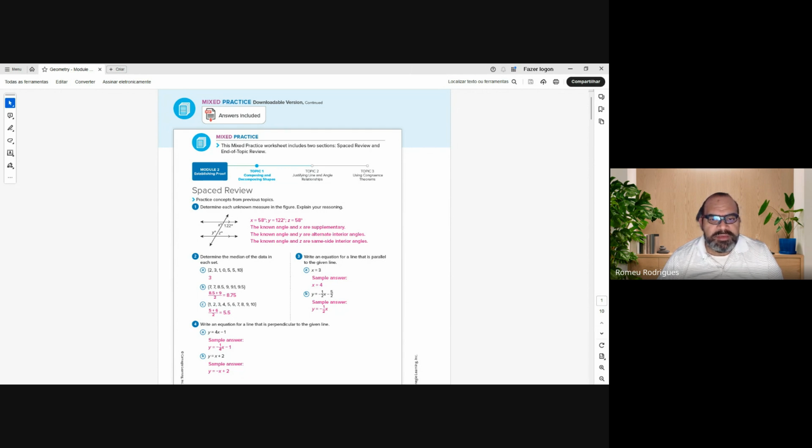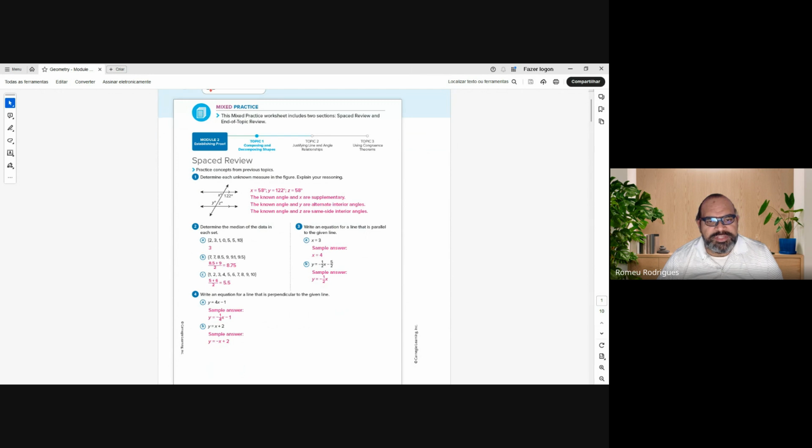Determine the unknown measure for each angle here. X, guys, is a supplementary angle, which means it adds up to 180. And Y is an alternate interior angle, so it's the same angle. And Z is a same side interior angle, so what is missing to be 180? Done.